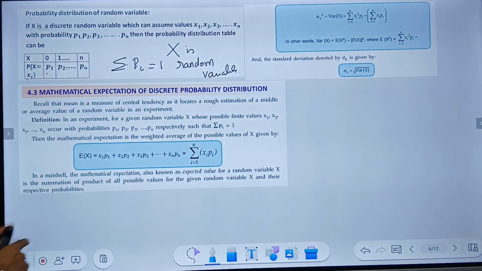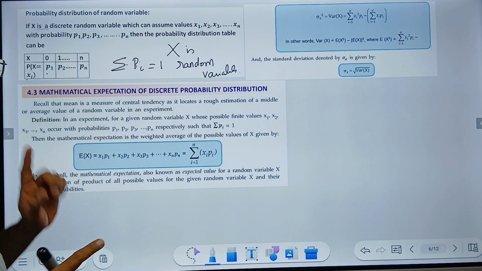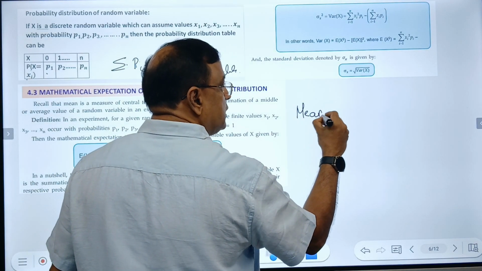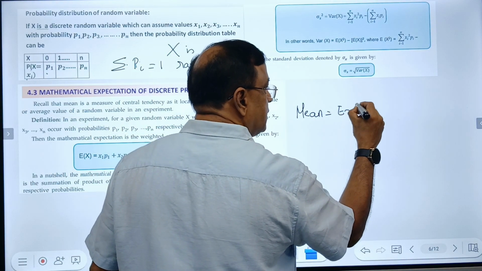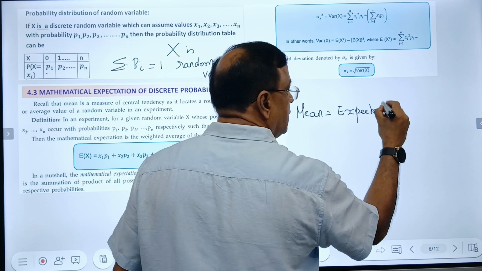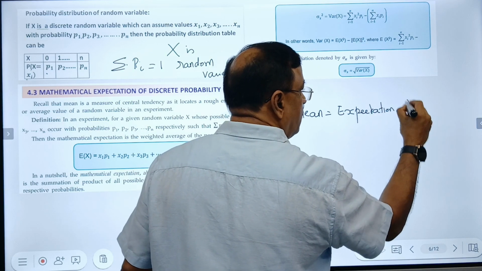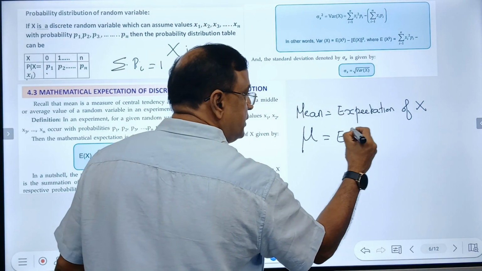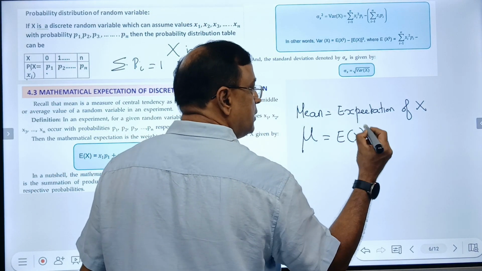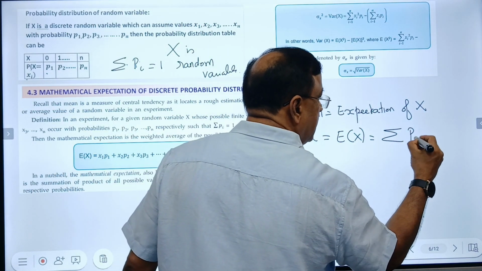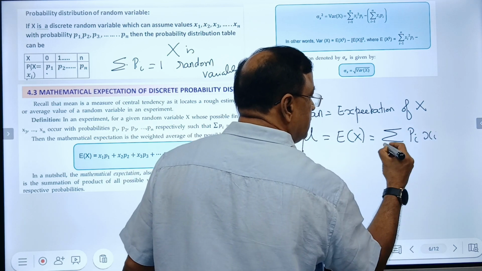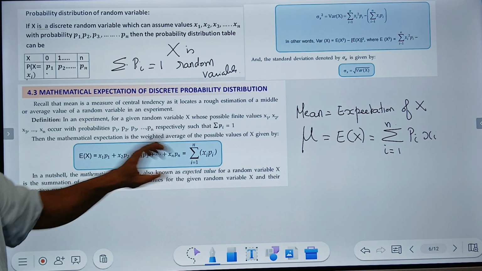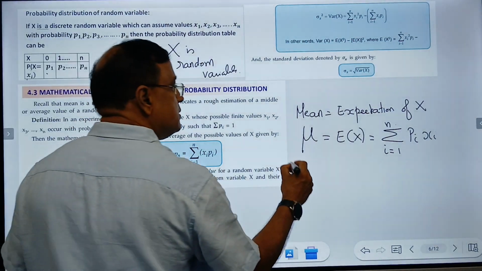Now, it is possible to find the mean and variance. What is the mean? The mean, or otherwise called expectation, of x, denoted by mu or E of x, is nothing but sigma pi xi, where i is from 1 to n. Sigma pi xi.